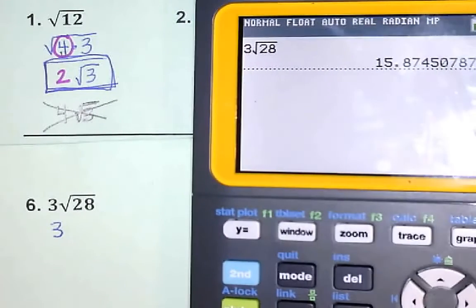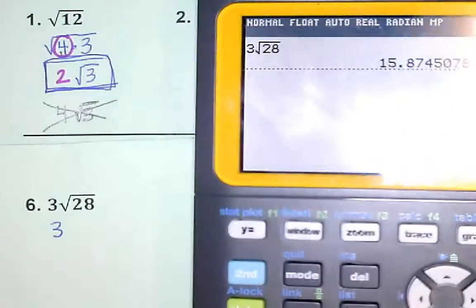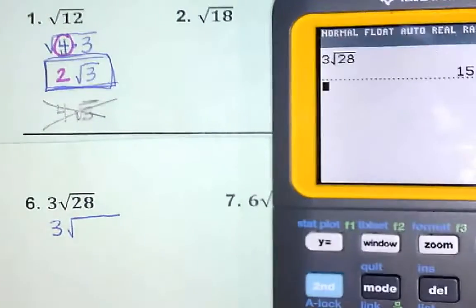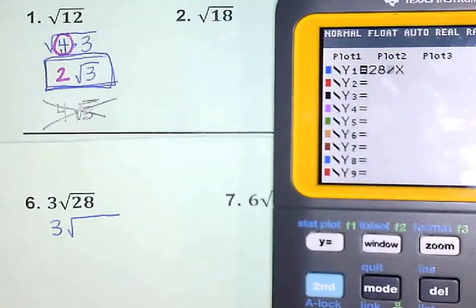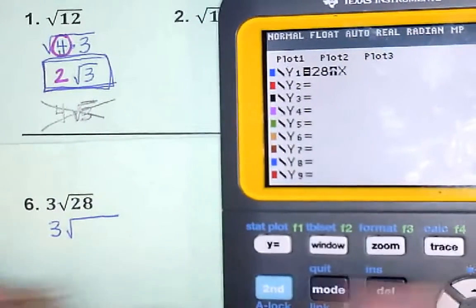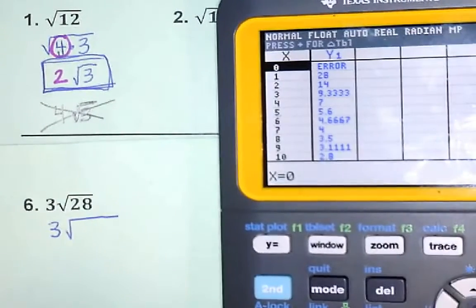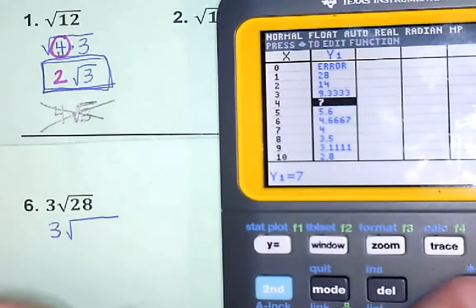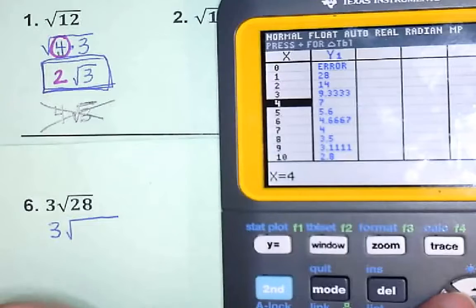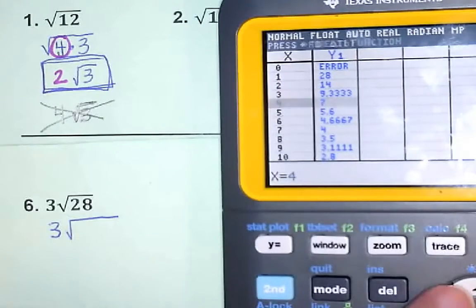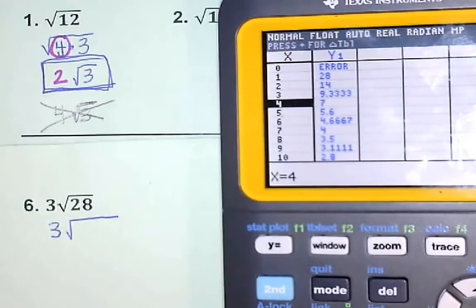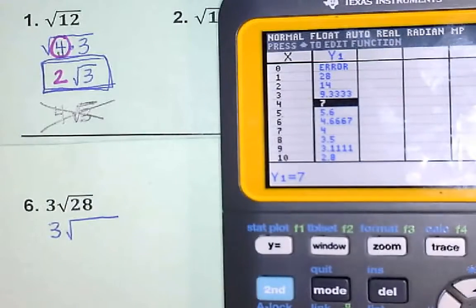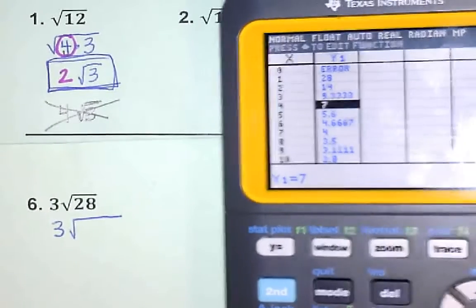So now, guys, I'm going to simplify radical 28. I'm going to go here to my y equals, do 28 divided by x, and I want to find the largest perfect square that goes into 28. It could be in the y column. It could be in the x column. In this case, it's in our x column. So, guys, the largest perfect square looks like it's going to be 4. Do y'all feel good about that? So the largest perfect square is going to be 4.